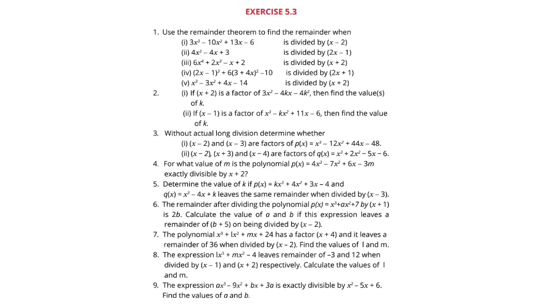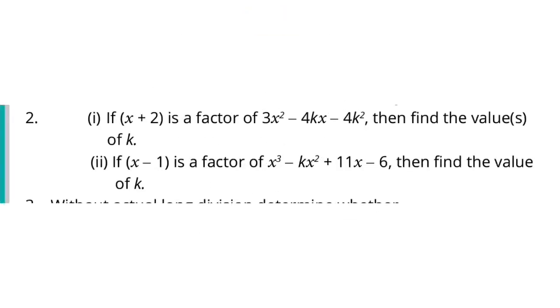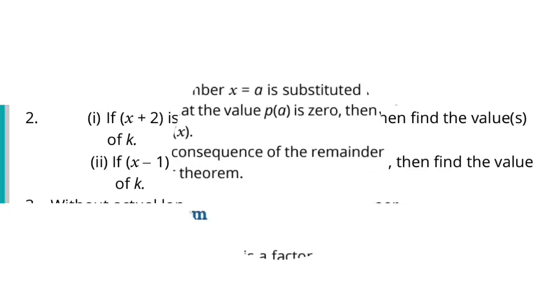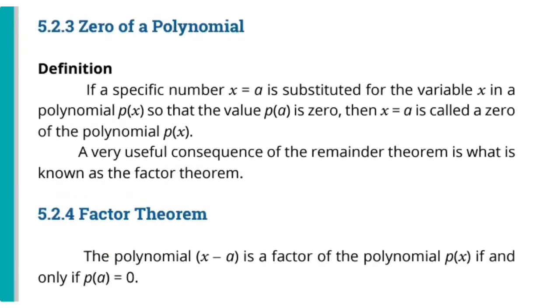We are solving exercise 5.3. In this video, we solve question number 2, first part. That is, if x plus 2 is a factor of 3x square minus 4kx minus 4k square, then find the value of k. So, before solving question number 2, we discuss what is factor theorem and zero of a polynomial.